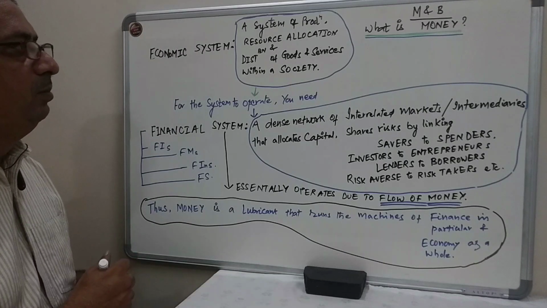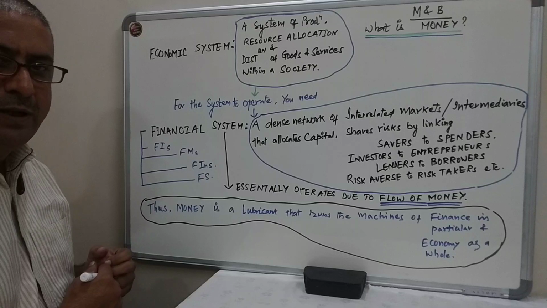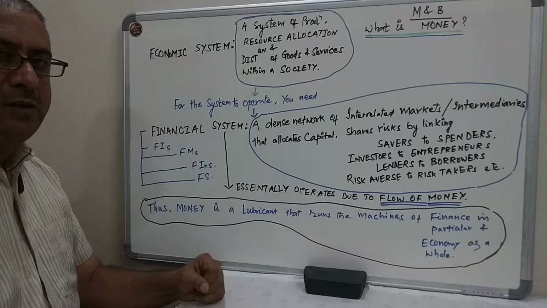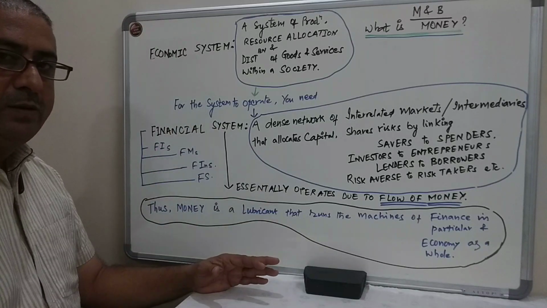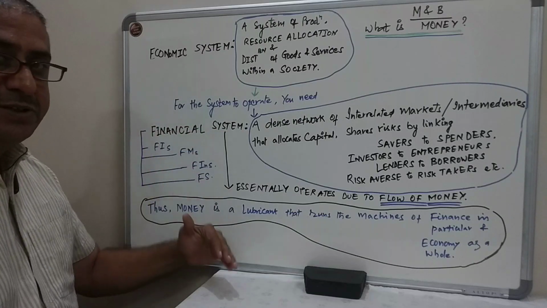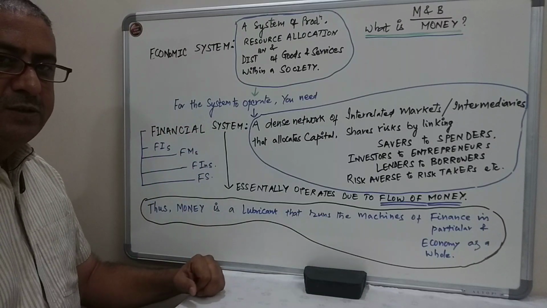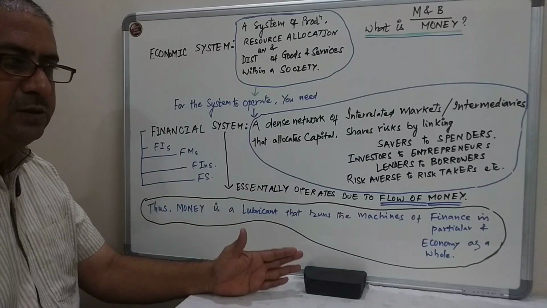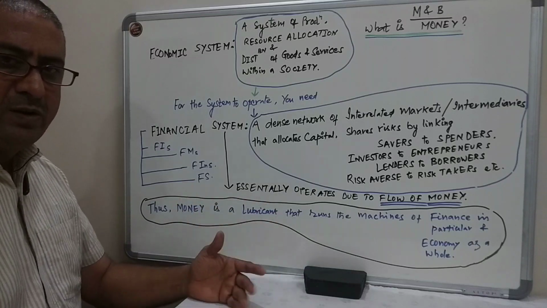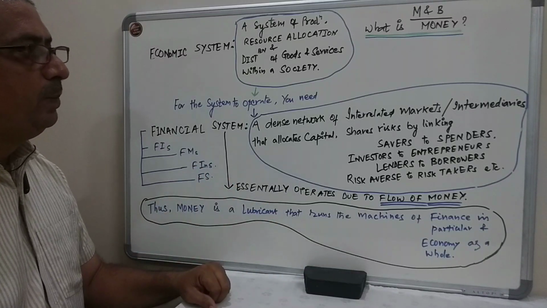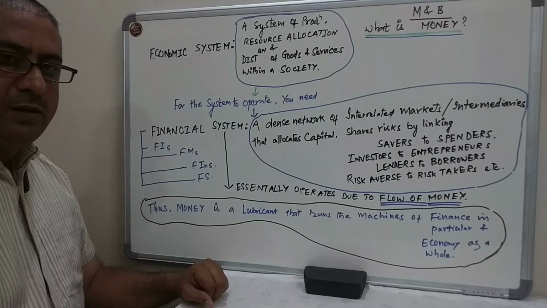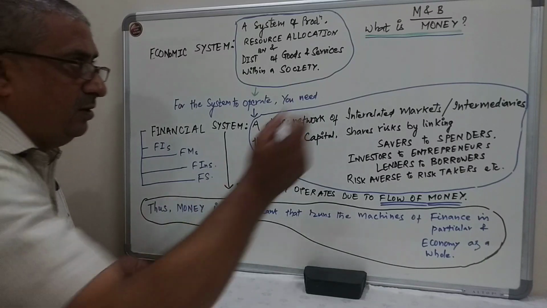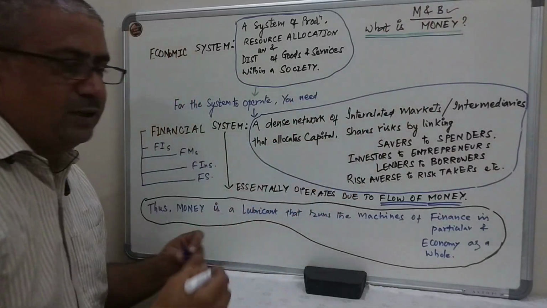Friends, we had talked about what is financial management, what are the aspects of MBA finance, what are the aspects of various subjects of finance. If you remember, in the last lecture we had talked about financial management. That is, it's a trade-off between risk and return. Today we'll be talking specifically about the first subject, that is money and banking.